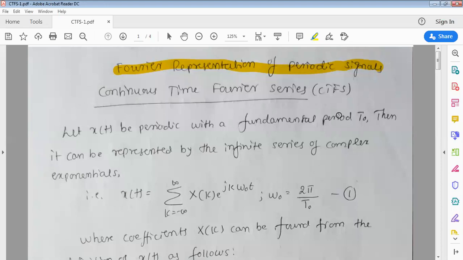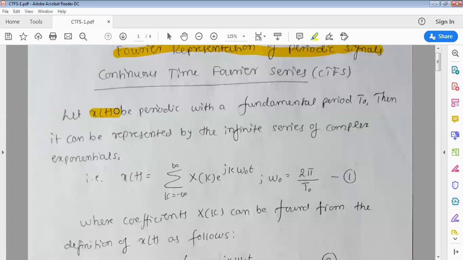See here, a Fourier series basically represents a continuous time signal. Here I take a continuous time signal x of t into an infinite series of complex exponentials. In other words, any signal is expressed in terms of an infinite sum of sine and cosine signals. You will come to know what all the frequency components are that are present in the given signal.